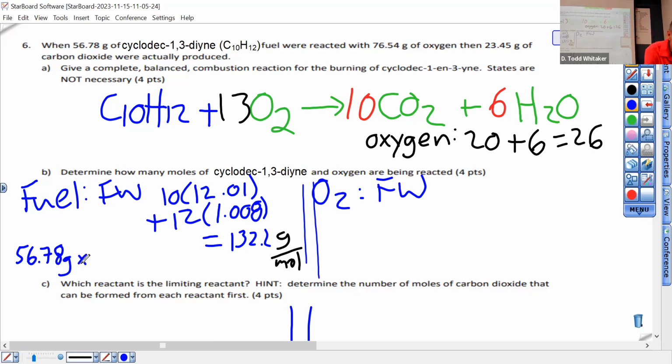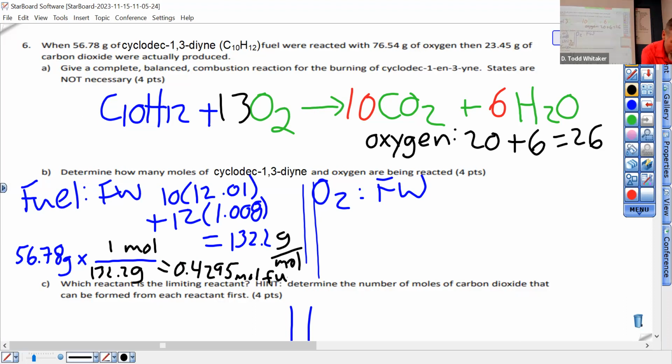All right. Got to convert that to moles. I need moles on top, getting rid of grams on the bottom. We have everything we need to the right. What goes in front of grams? 132.2 for every 1 mole. And it's over a third. That's good. I like it. And that's moles of fuel.